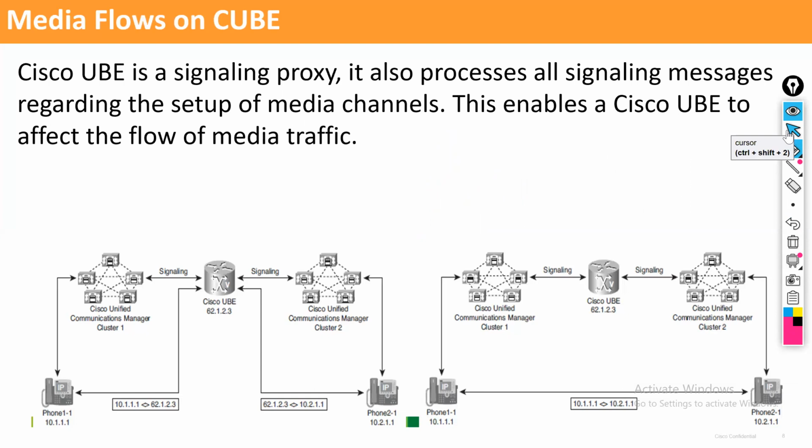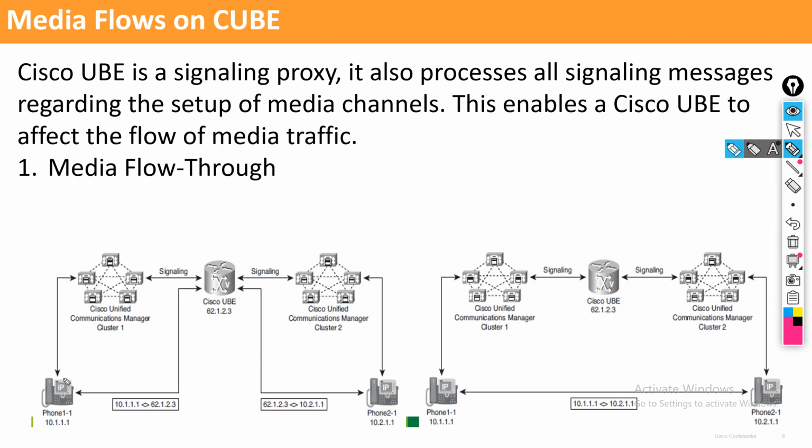Okay, so CUBE is a signaling proxy and it also processes all signaling messages regarding the setup of the media channel. This enables the Cisco CUBE to affect the flow of the media traffic. Okay, we have media flow-through. What exactly is this? See, I have two different clusters, cluster 1 and cluster 2.